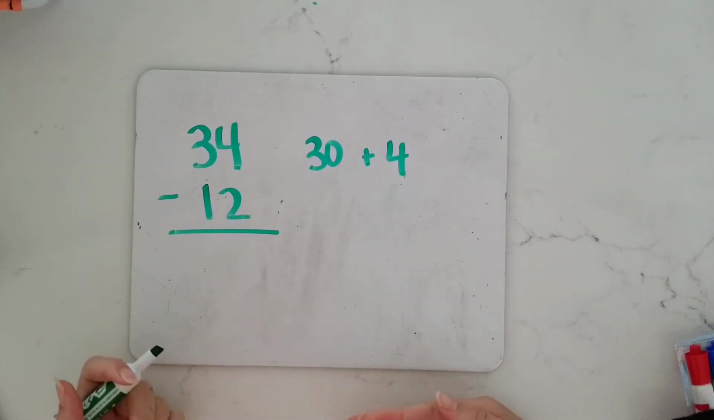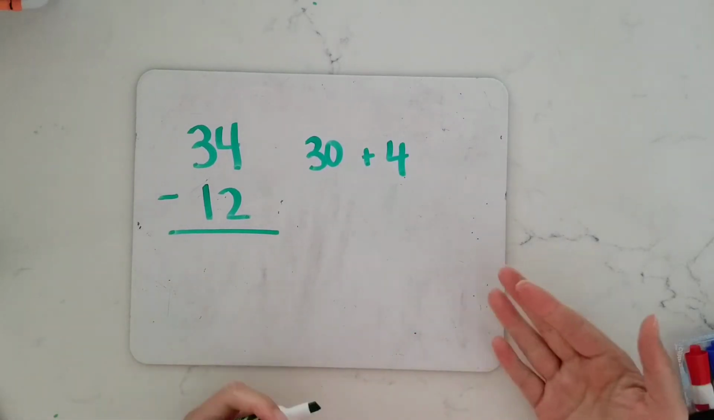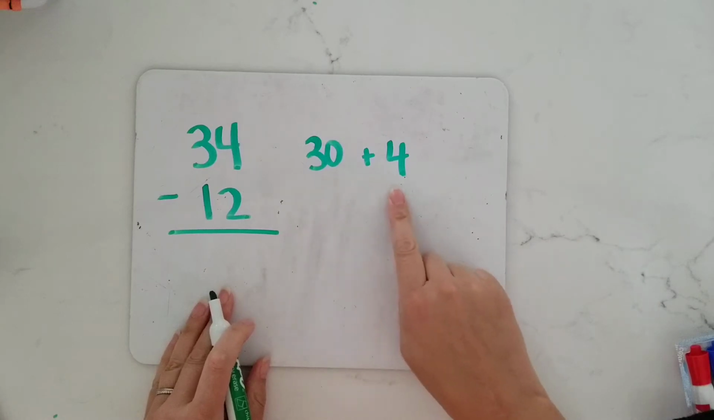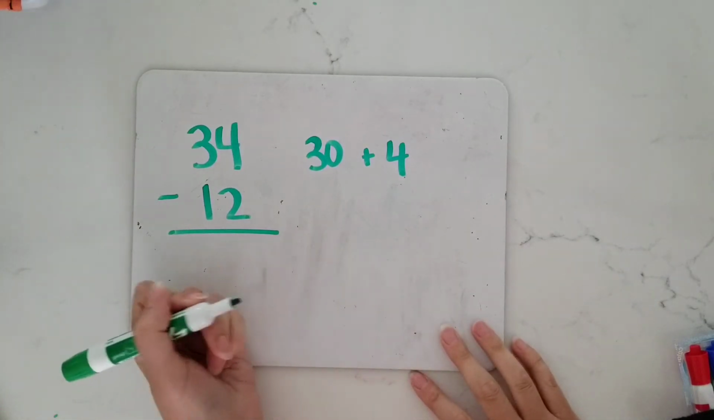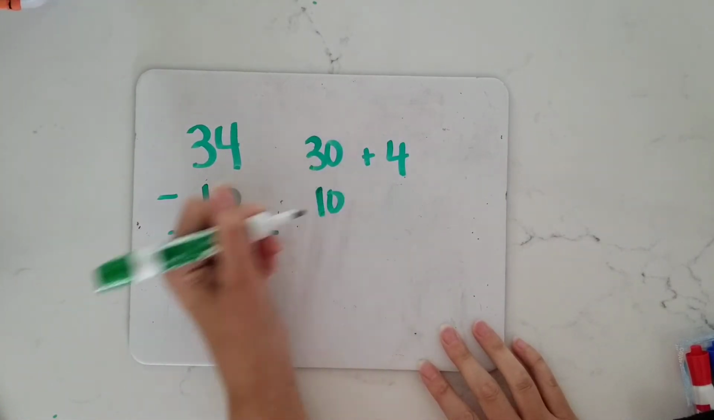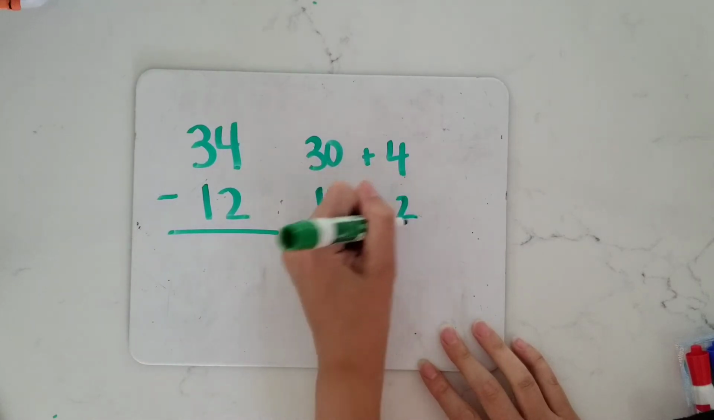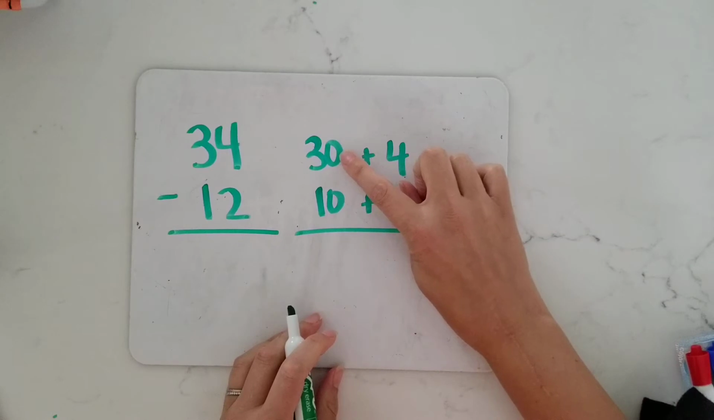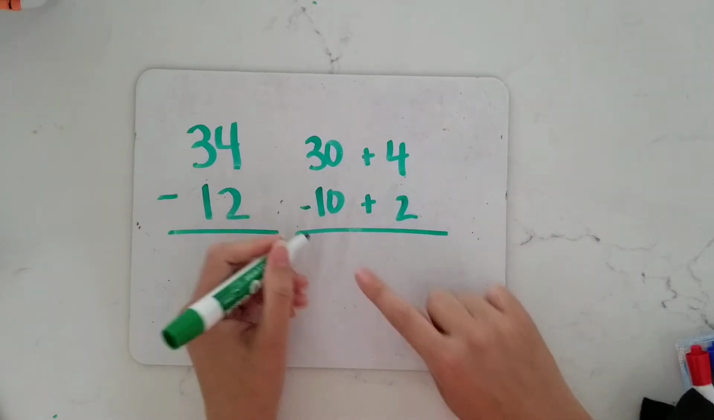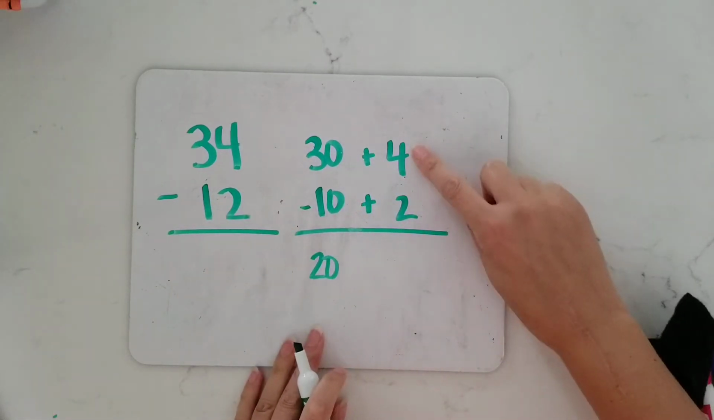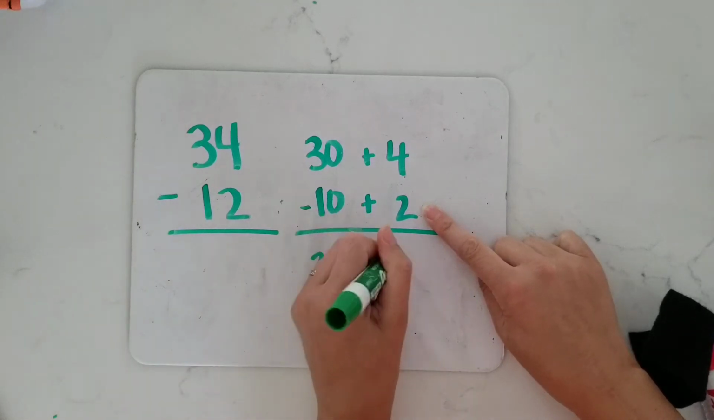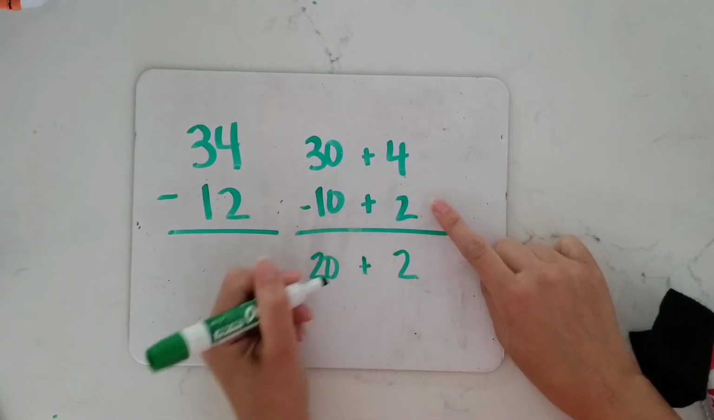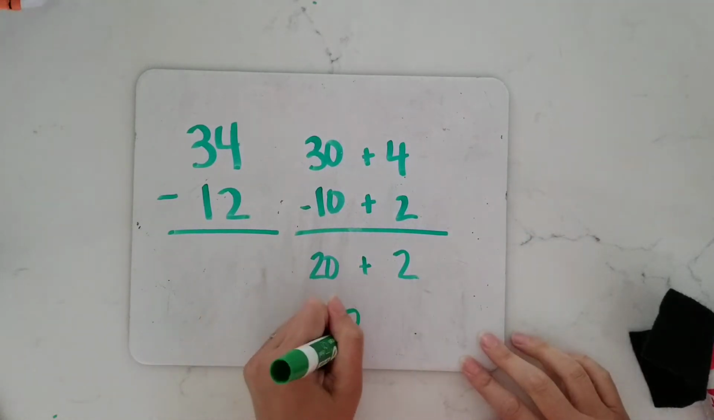So there's two different ways we can do it, with our base 10 blocks or with place value. We can take that 30 and 4 and we can take 12. And so 12 is really 10 and 2. And then we can subtract both of these, okay? So we could take 30 minus 10, and we know that's 20, and 4 minus 2, and we know that's 2. And so we know that 20 and 2 is 22.